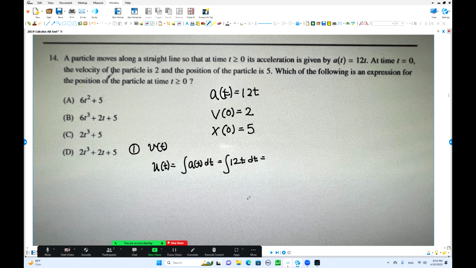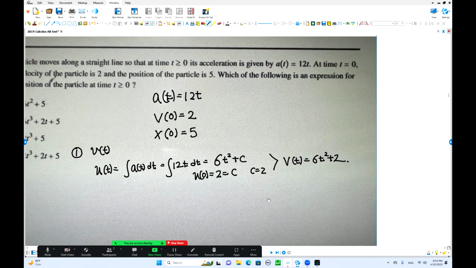What is the antiderivative of 12t? Plus 1: t to the 1 is 1 plus 1 is 2, divided by 2. So 12 divided by 2 is 6t squared, plus c. Now let's find the c. The initial value is 2 when t equals 0. So put t equals 0 there: 6 times 0 plus c, that's c. c equals 2, so the velocity function is 6t squared plus 2.